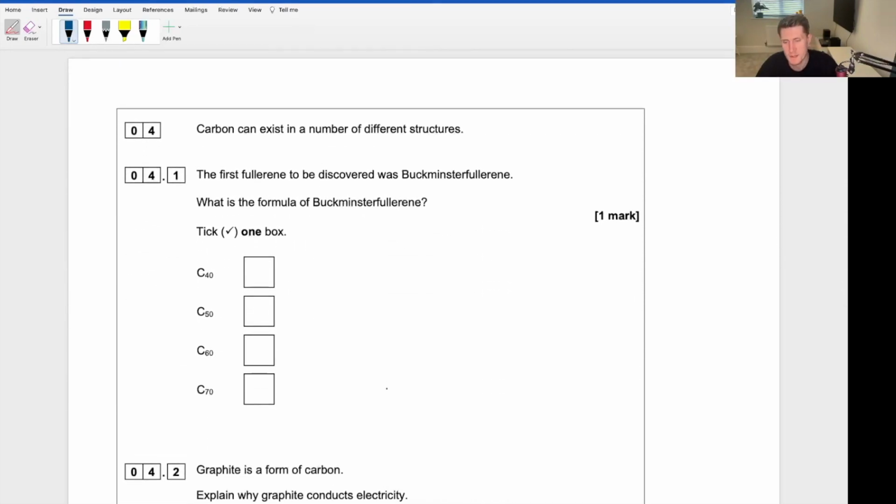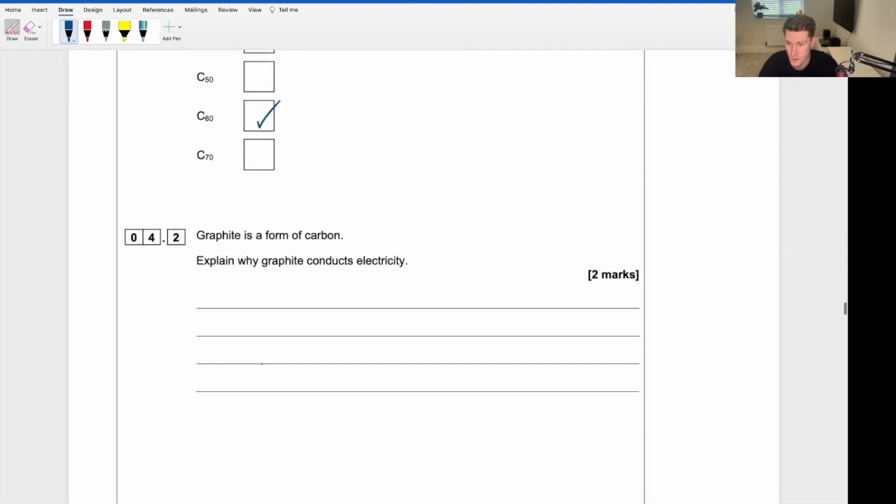4 says carbon can exist in a number of different structures. The first fullerene to be discovered was Buckminster fullerene. What is the formula of Buckminster fullerene? This is just a memory task, unfortunately. You either know it or you don't. It's C60. Again, if you don't know it, flashcard. If you did, well done. You've committed it to memory, nothing left to learn.